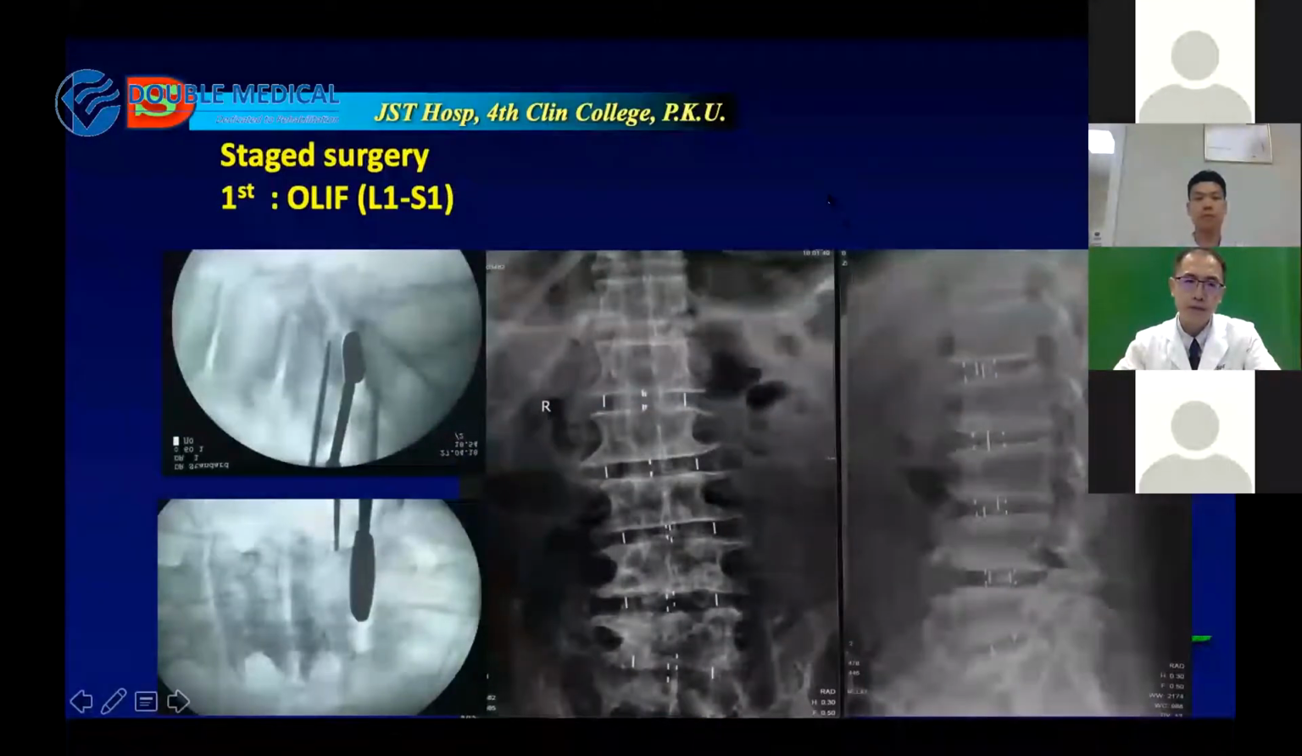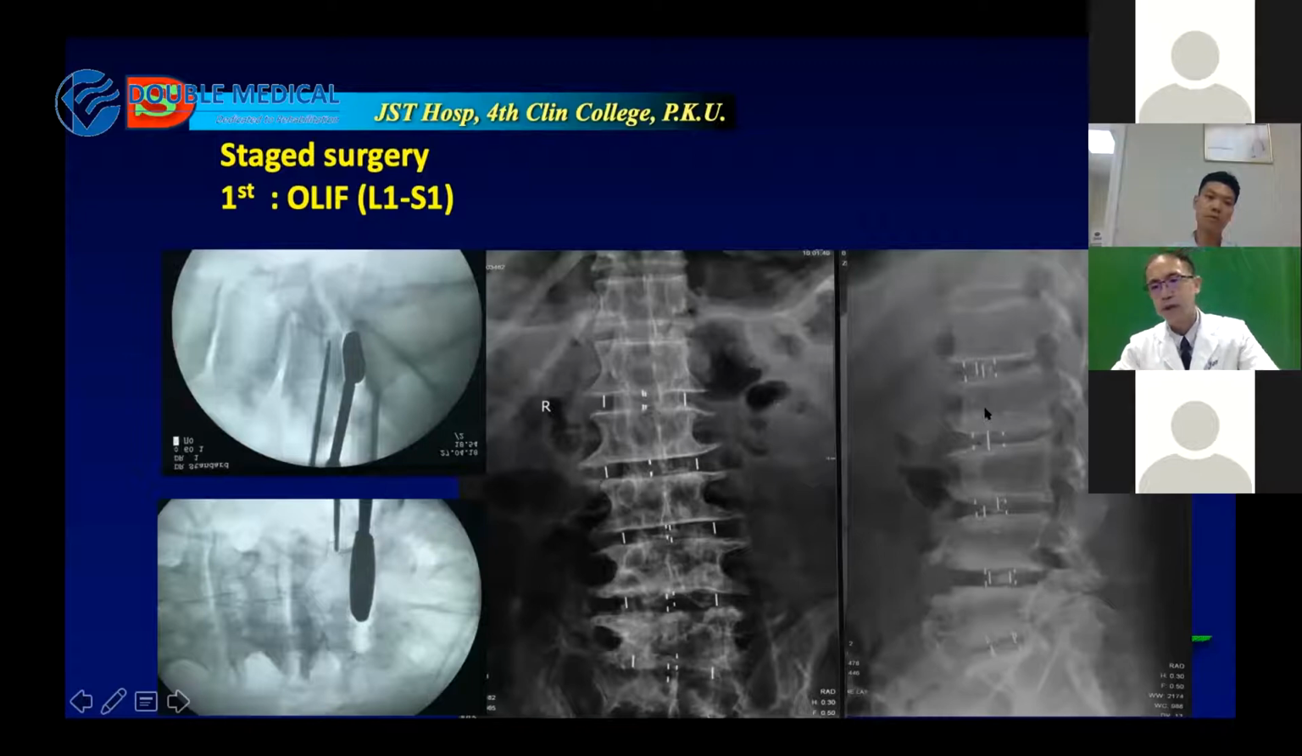For the first stage, I do OLIF from L1 to S1. This is the X-ray taken post the first stage. We can see that all the levels, the disc height of all the levels was restored, and the foraminal height and the area can also be restored.